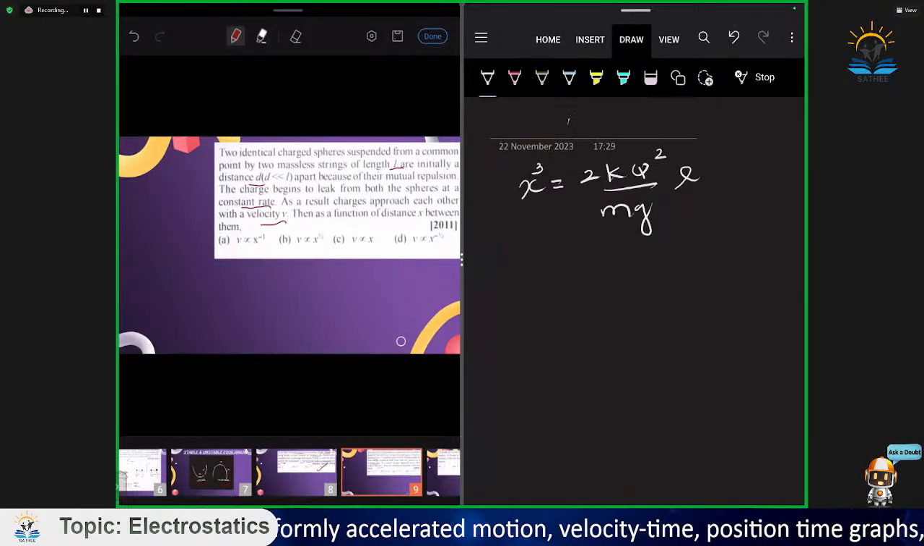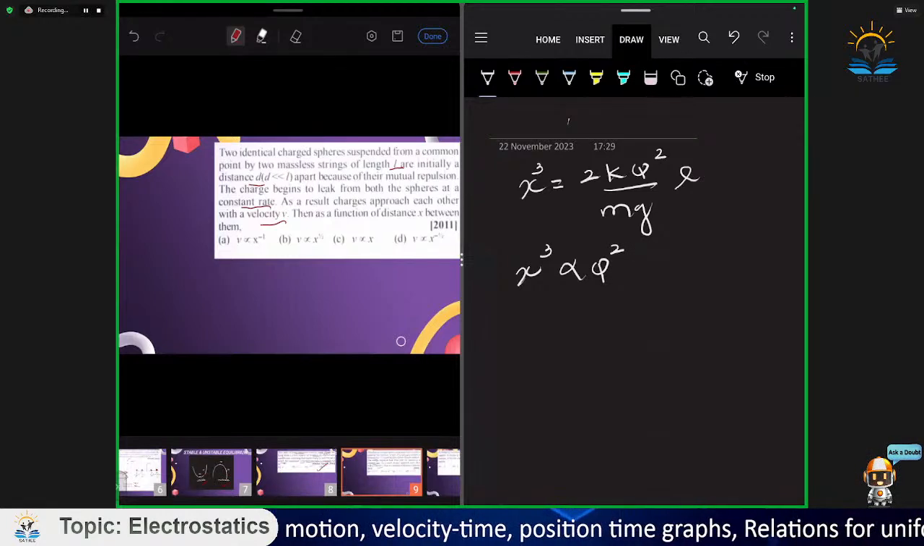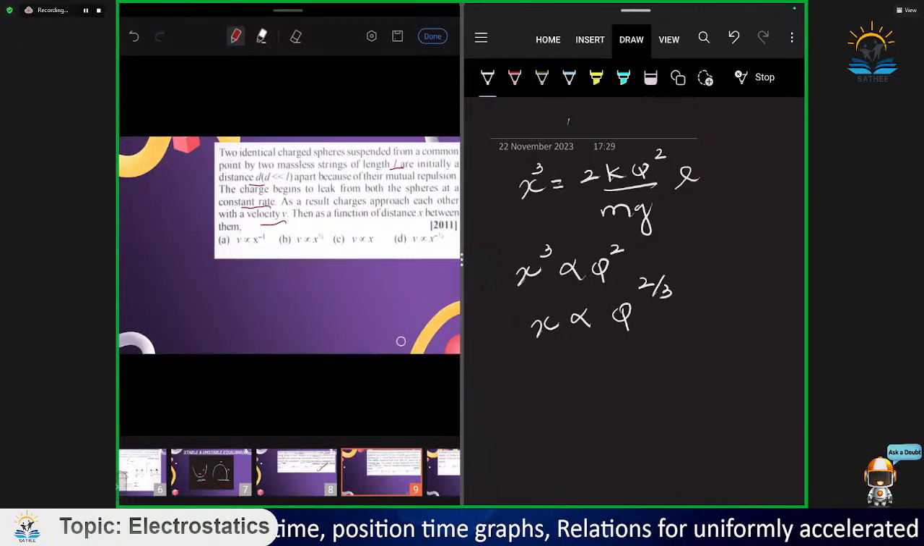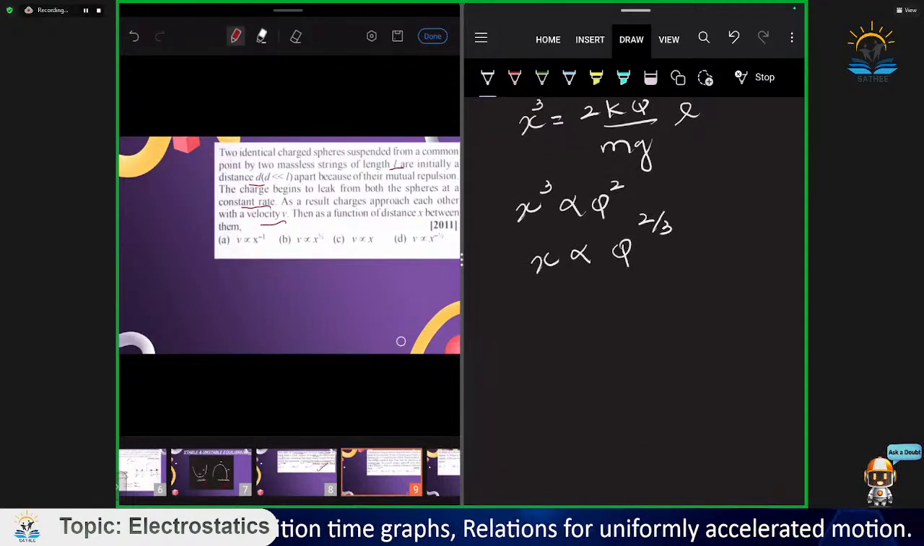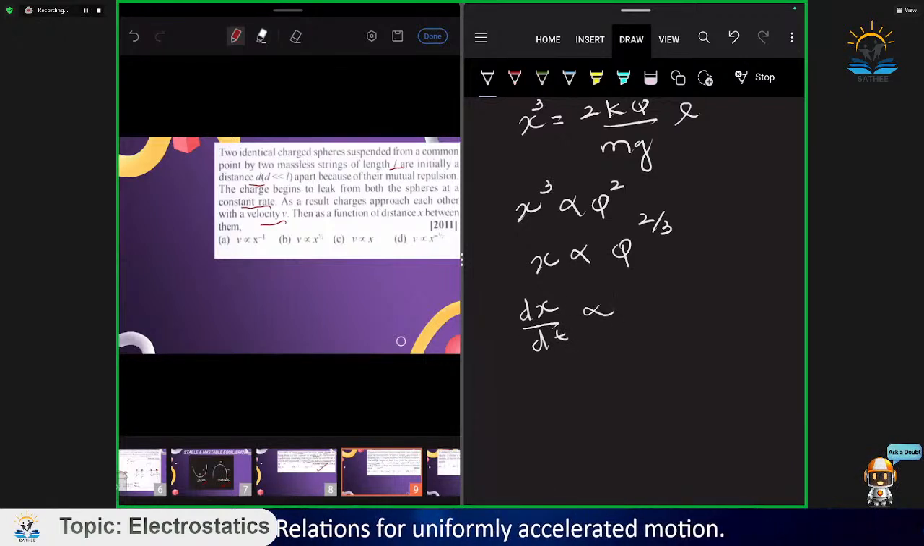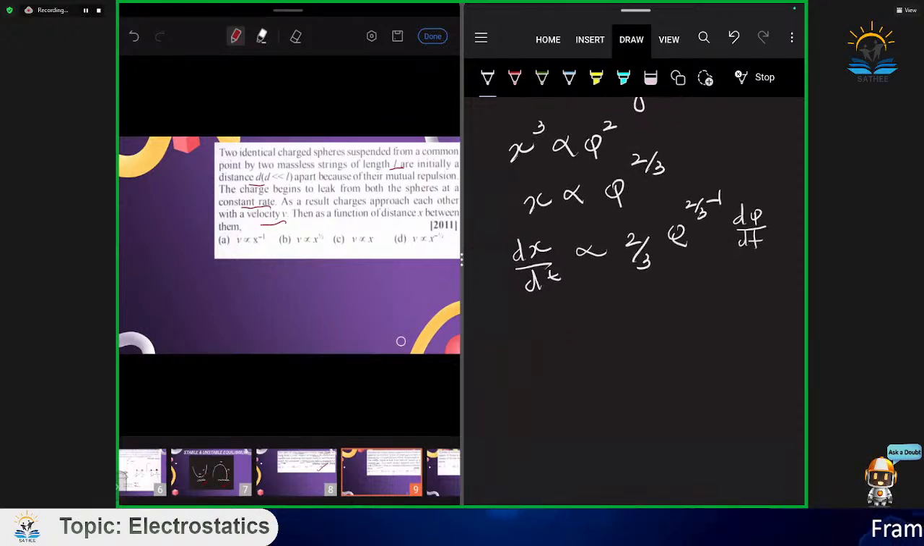Yes, 2k q square, so x cube is directly proportional to k q square. So x is directly proportional to q raised to 2 by 3. Easy. If I differentiate, dx by dt is directly proportional to 2 by 3 into q raised to 2 by 3 minus 1, into dq by dt.